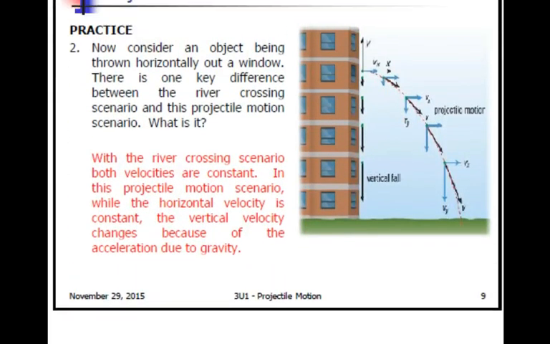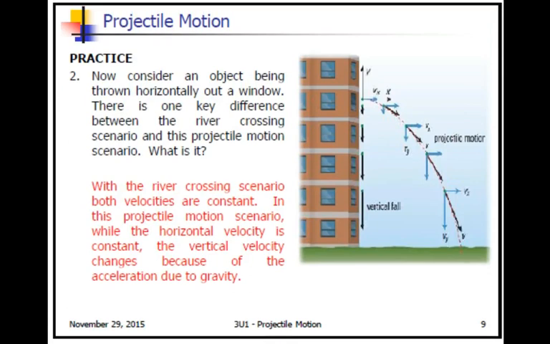So in a projectile motion problem, let's say we're throwing a ball out a window. You would give a ball a horizontal velocity. It is going to experience a vertical acceleration going down. So it might have an initial velocity in the vertical direction of 0, but when it hits the ground, it's going to have a non-zero velocity vector for its vertical velocity.